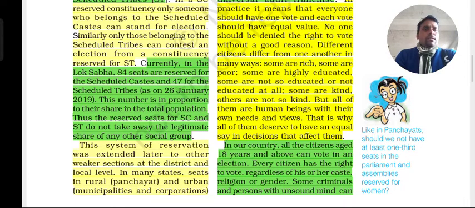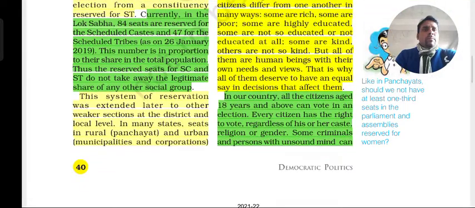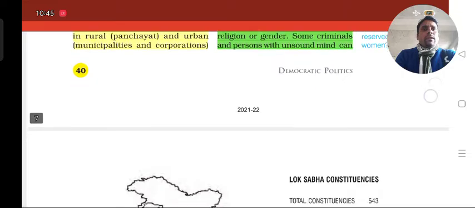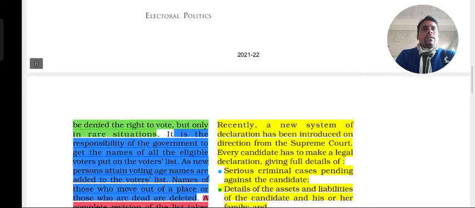And here we talk again about criminals and persons with unsound mind, who can be denied the right to vote, but only in rare situations. Some people are criminals, and some have mental or physical problems. Those types of people will be denied the right to vote.